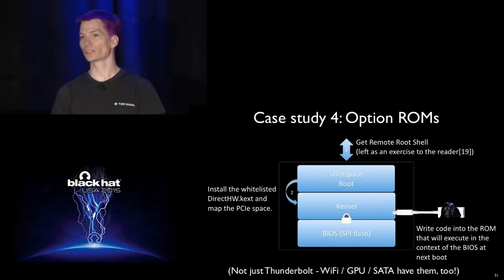Most of these demos are using the Thunderbolt devices because they're very convenient, they're removable, and fairly inexpensive. But there are lots of devices in the system that potentially could contain option ROMs. There are some models of Wi-Fi cards, some GPUs, and some SATA controllers in the internal SSDs that have option ROMs as well. So even if you can't get persistence into the boot flash, you can still sometimes get persistence into the peripherals, which is almost as good, because this does run before the kernel starts and gives you the ability to do quite a bit of backdooring.